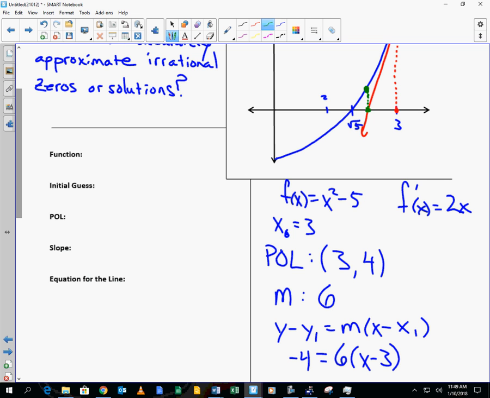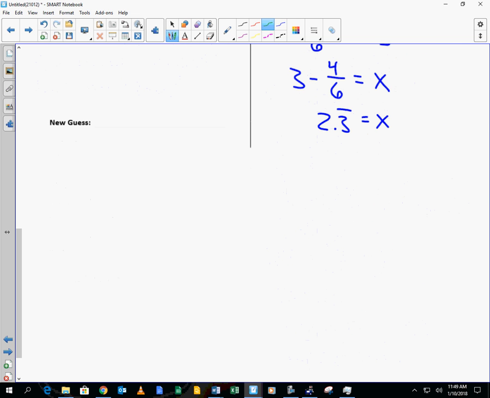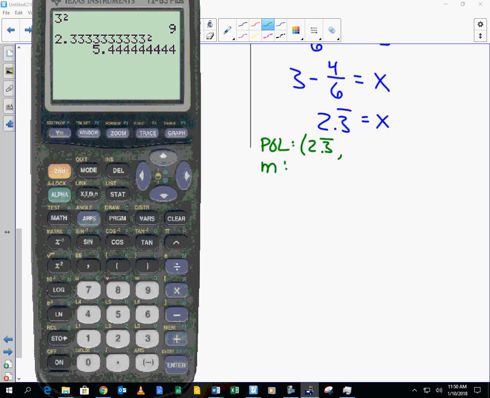Now, once I come up with that spot, what do I do? Find the tangent line. Well, look at that. All of a sudden we come up with an extraordinary guess, don't we? Let's figure out what that is, okay? So we need a point on the line, and we need the slope. So 2.3 repeating is the x value for the point on the line. How do I come up with the y value? Plug it in. So if I take 2.33 and I square it, and I subtract 5, I get 0.4 repeating.